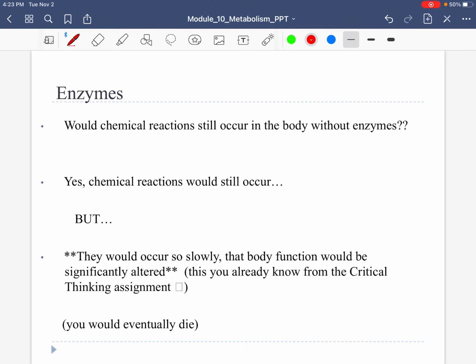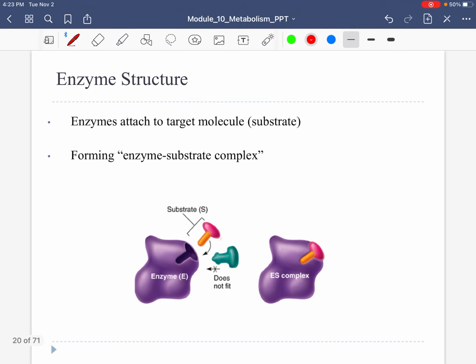Would chemical reactions still occur without them? Technically, yes. Technically, chemical reactions would still occur without enzymes, but the chemical reactions would occur so slowly that your body function would be altered significantly, right? Seriously, without enzymes to speed things up, the chemical reactions wouldn't be able to keep up with the body's need. So you would die.